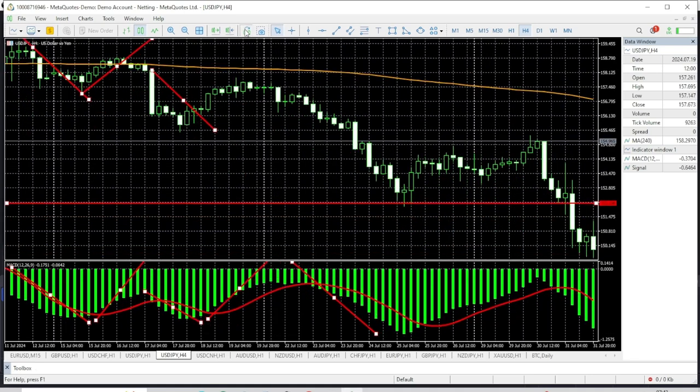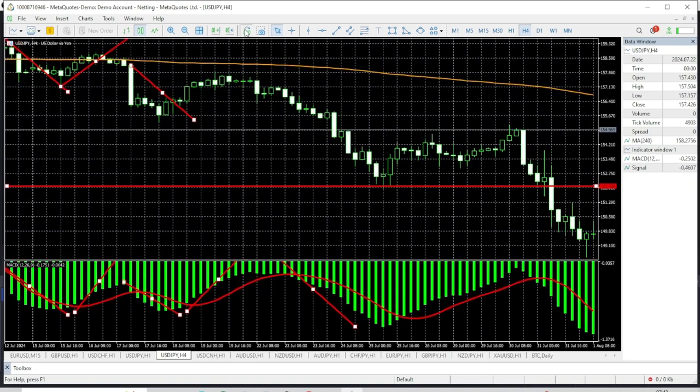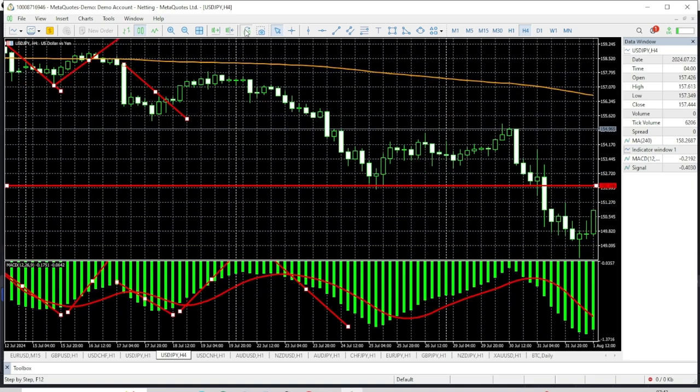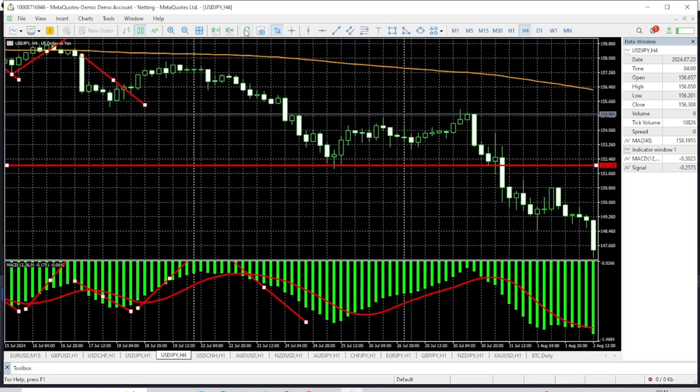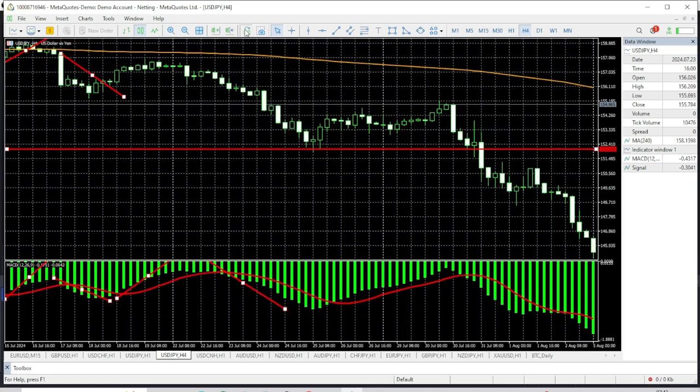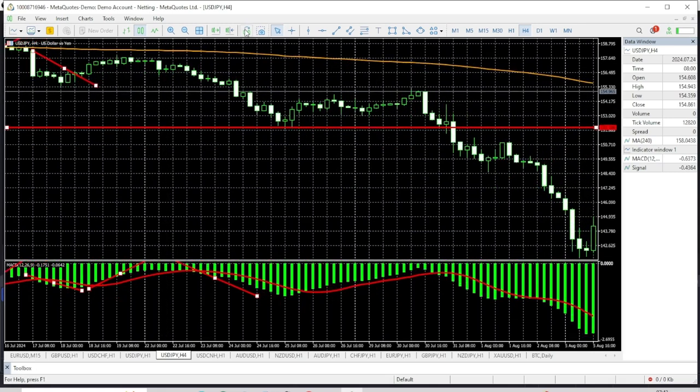Market dropped. It kept going. That is momentum. That is what we want. It's going down. It's still going. It's still going. This is sweet.